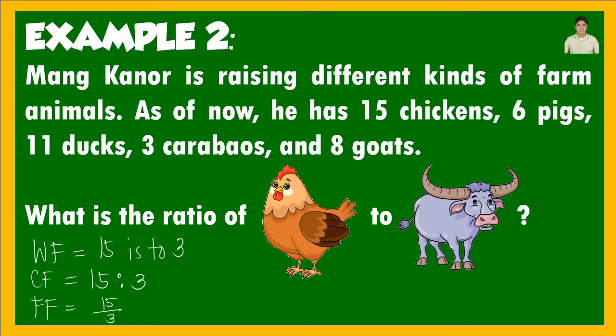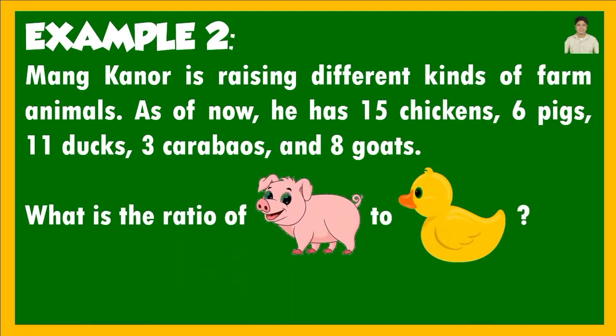Then again, pwede nating i-simplify kasi yung GCF nila is 3. So 15 is to 3, pwedeng isulat natin as 5 is to 1. Itong 15 colon 3, 5 colon 1. Then 15 over 3, pwedeng 5 over 1 or 5. So since ratio nga ang pinag-uusapan natin, ganyan natin sila isusulat.